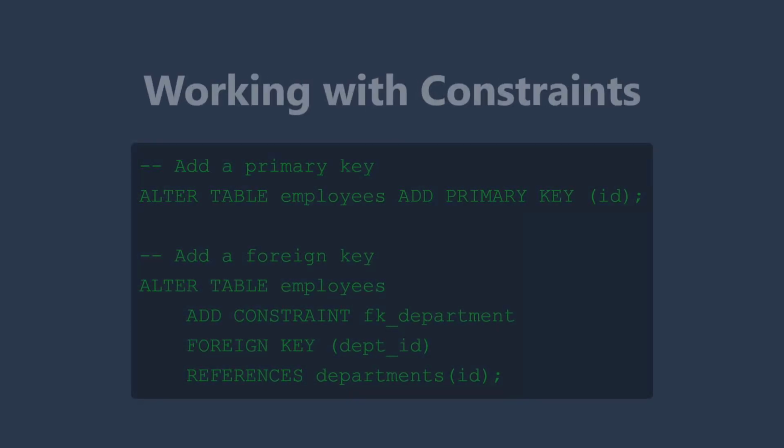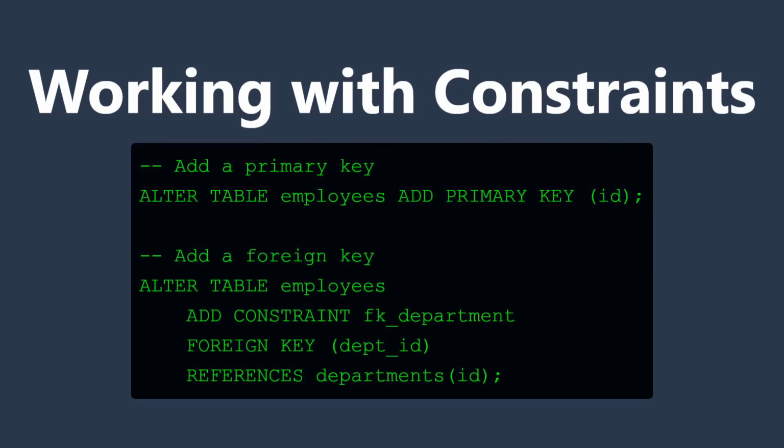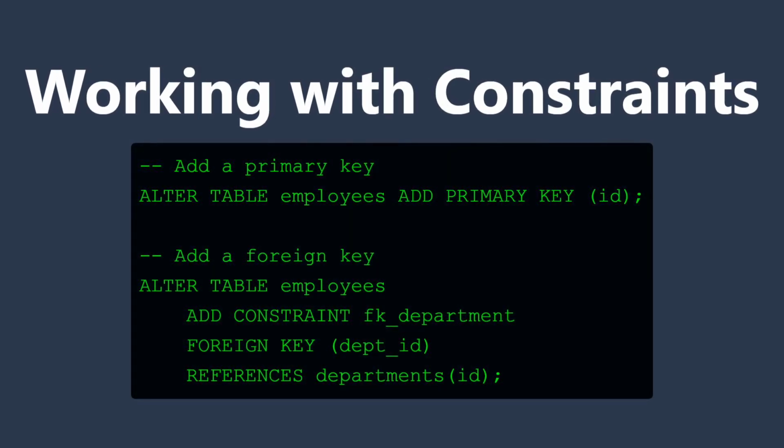Next, moving on to constraints. Here we are adding a primary key to an existing table. Perfect when you have created a table without one. The syntax is ALTER TABLE, table name, ADD PRIMARY KEY, and within the parentheses we specify the column. We can also add a foreign key relationship after the table creation. For that, we use the keyword ADD CONSTRAINT.